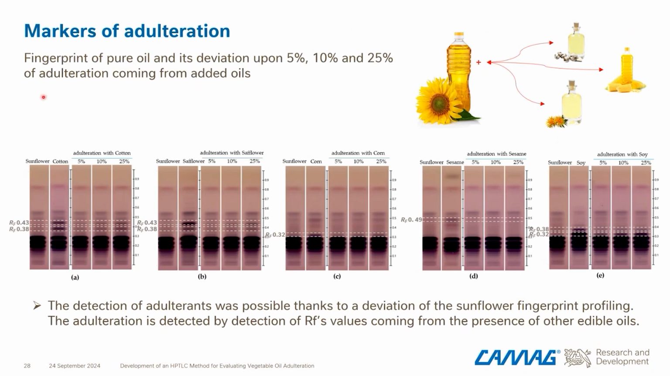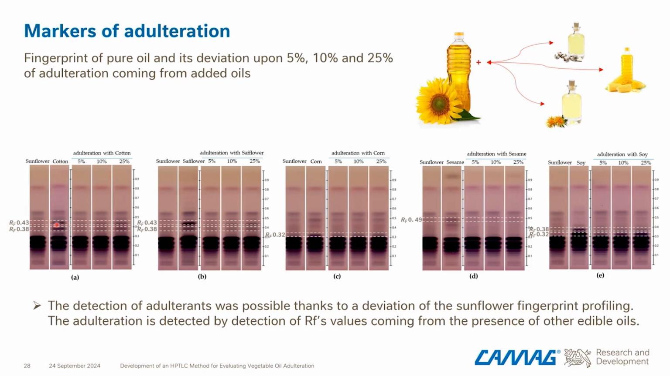Here, what we did, we adulterated the sunflower oil with different other oils up to 5, 10, and 25% of adulteration coming from the added oil. Here we use cotton, safflower, corn, sesame, and soy oil. First example, the sunflower oil adulterated with cotton oil: we compare both the pure fingerprint and the adulterated one, and we check the markers that I specified before.